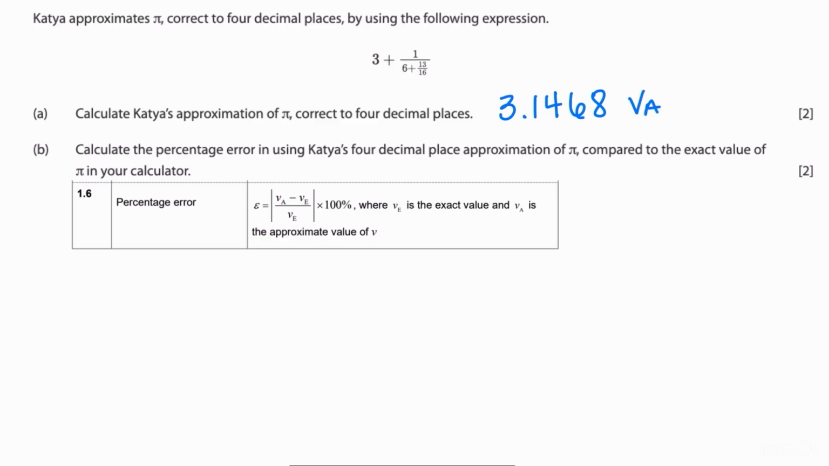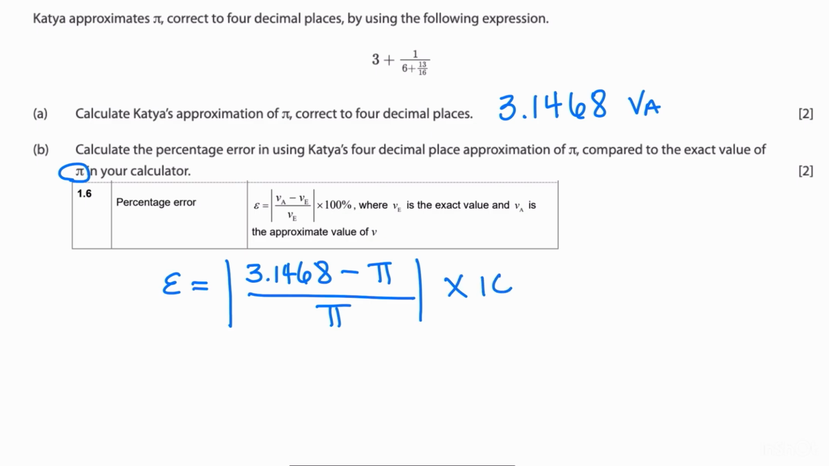And the exact value will be pi in its entirety. Set up the problem. Even though it's easy to just put this into your calculator, you want to get the points for method. So I'm going to write the approximate 3.1468 minus pi, which is the exact value, all over the exact value, which is pi, times 100%. And again, don't worry about that percent. You can write it down or not write it down. It's okay.